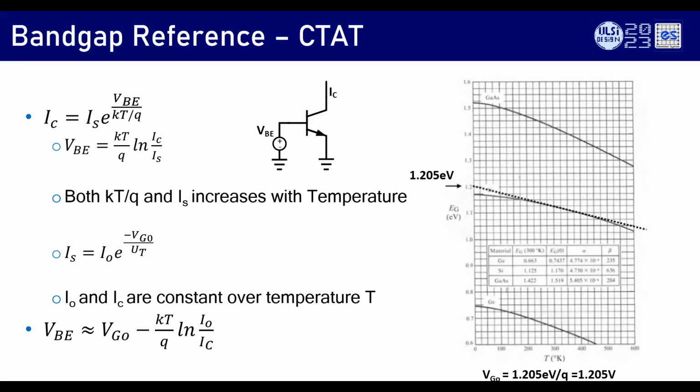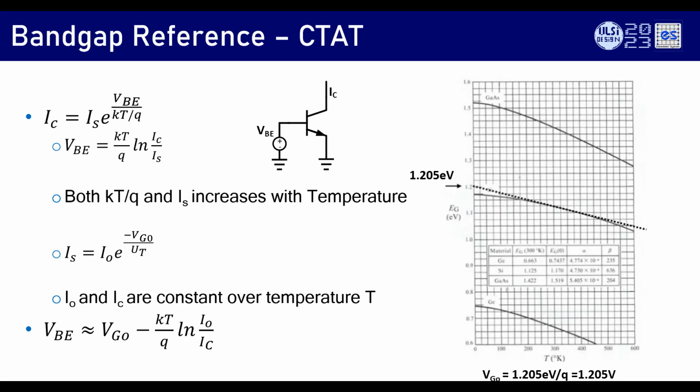So it looks like VB should increase with temperature, but it doesn't. Why? The reason is IS also increases with temperature. IS is the saturation current for the bipolar, and it increases with temperature with the equation IS equals I naught times e to the power minus VG naught by UT. VG naught is the bandgap of silicon, the bandgap of that material. It need not be silicon, it is the bandgap of the material.